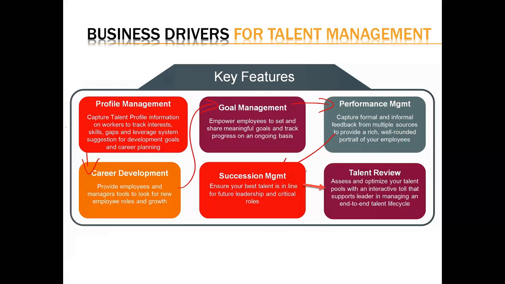If they haven't met the goals, again, ensure that, do the succession management. Ensure your best talent is in line for future leadership and critical roles, basically. And based on that, review the talent. All these things are interlinked, where you are able to leverage the potential in the employees, and you can identify who could be the best fit if the person goes away, or how you can foresee the next 6 years, how you can see the workforce performance. All those things can be done with a combination of these talent management models, basically.